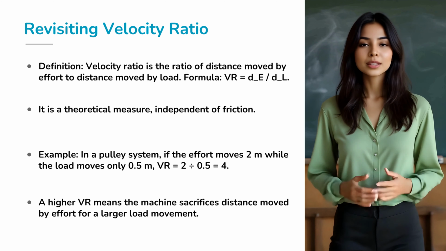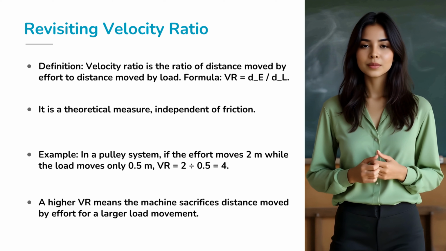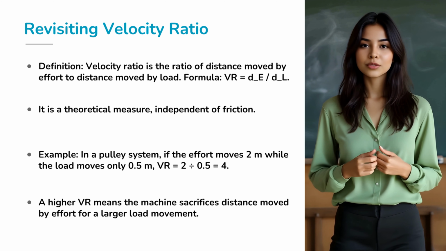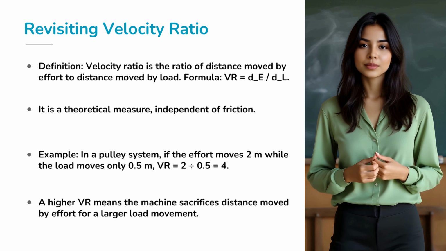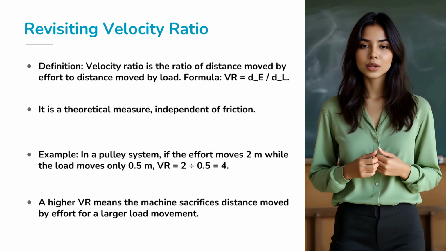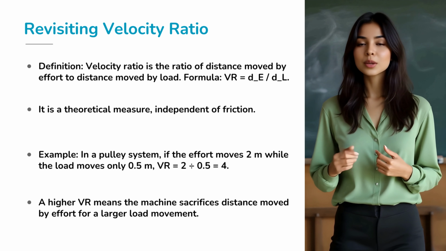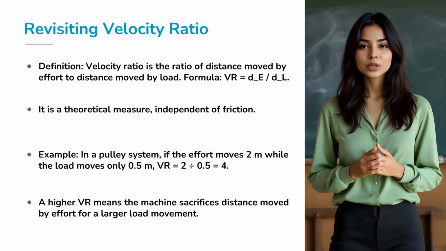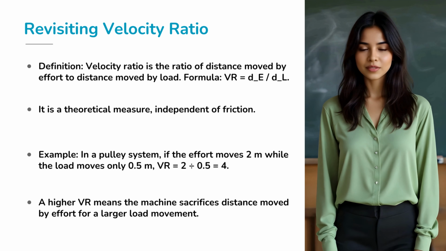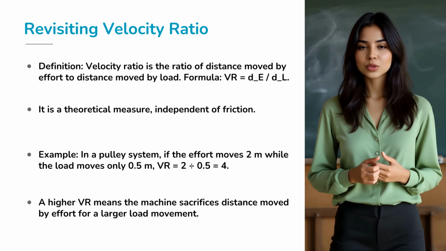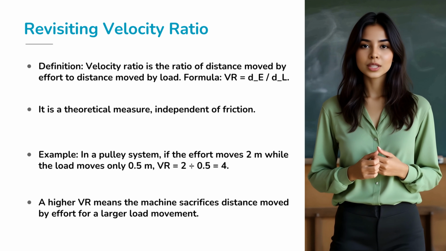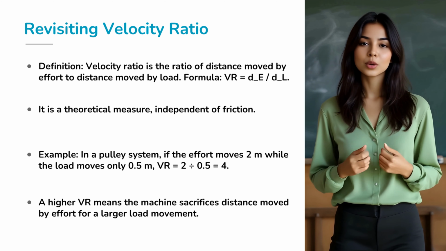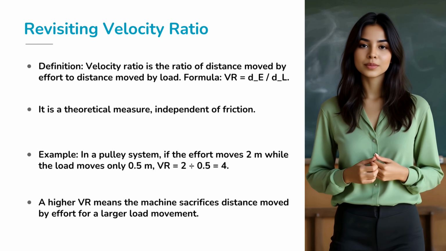Now let's look at velocity ratio. Velocity ratio is defined as the ratio of distance moved by effort to distance moved by load. In words, the formula is velocity ratio equals distance moved by effort divided by distance moved by load. For instance, if in a pulley system the effort moves 2 meters while the load rises only half a meter, then velocity ratio equals 2 divided by 0.5, which is 4.